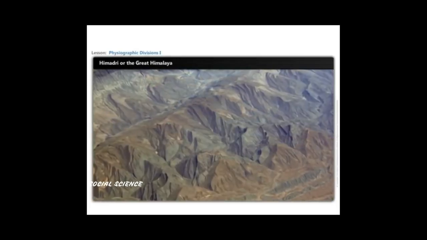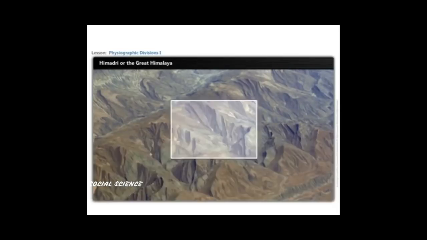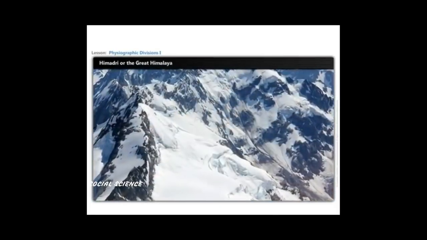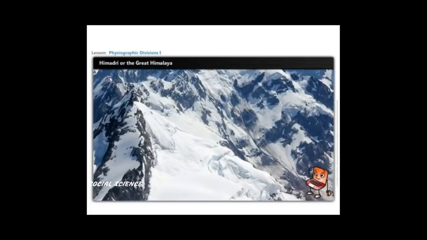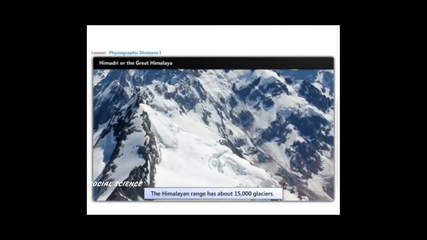The folds of Great Himalayas are asymmetrical in nature. The core of this part of Himalayas is composed of granite. A number of glaciers descend from this range. Can you name some of the glaciers? The Himalayan range has about 15,000 glaciers.